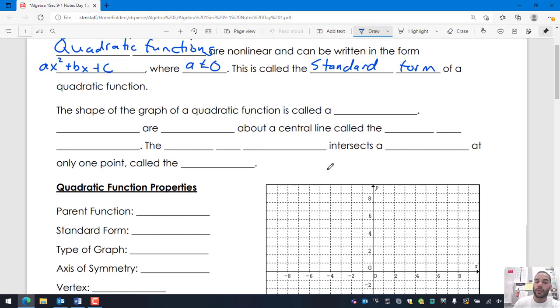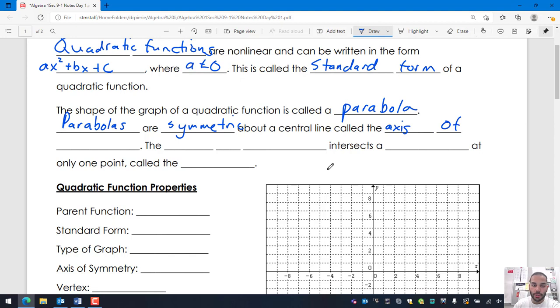So what is a quadratic function? Most of you guys have heard of this shape before, but the shape of the graph of a quadratic function is called a parabola. So what do you need to know about parabolas? Parabolas are symmetric. What does symmetric mean? It means you can cut them directly in half and have it look exactly the same on both sides. They're symmetric about a central line called the axis of symmetry. I know I'm throwing a lot of vocab words at you right now, but just bear with me. So what this means is you can cut your parabola in half along this imaginary line called the axis of symmetry.